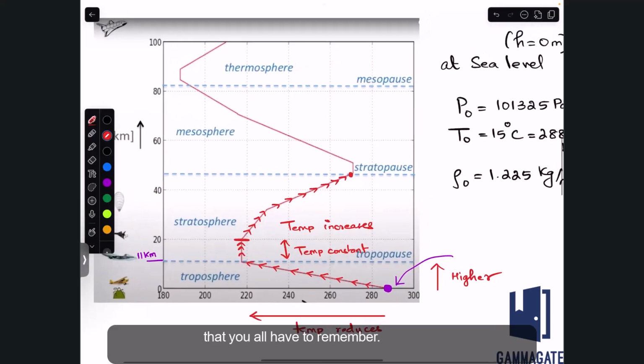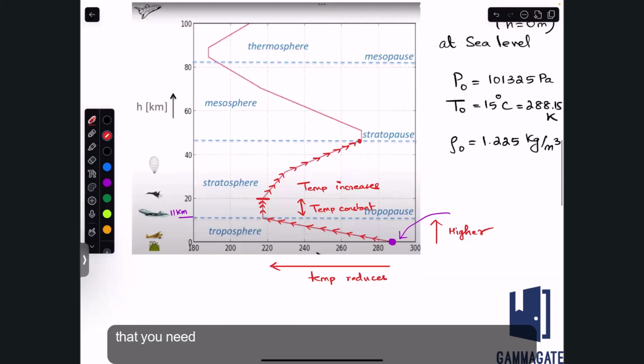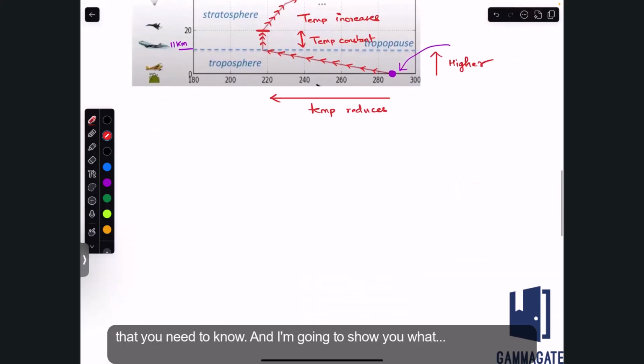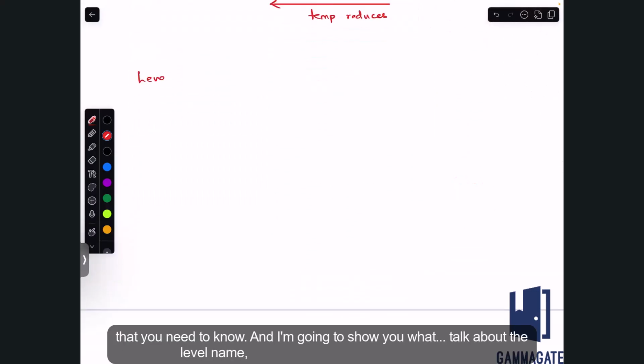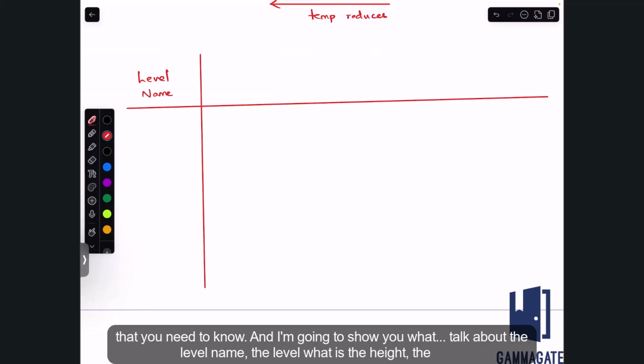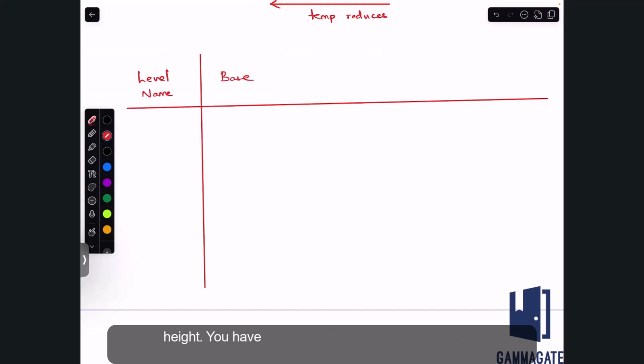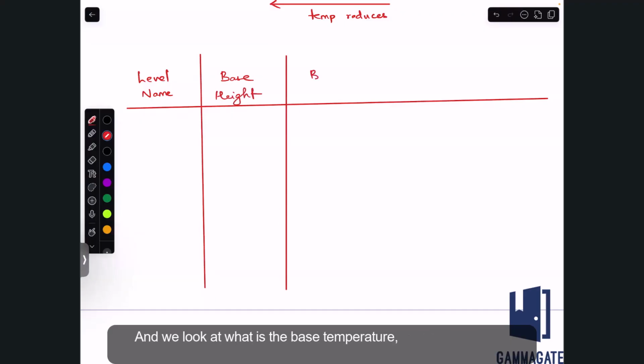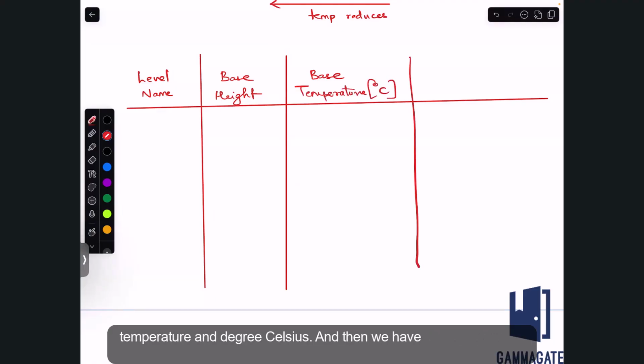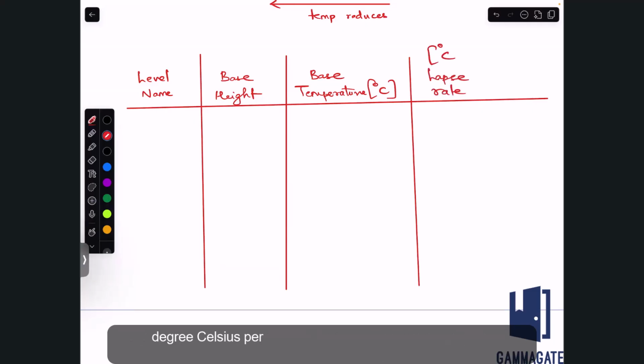Now this is something that you all have to remember. There is something that you need to know, and I'm going to show you. We'll talk about the level name and the base height. You have to take this table down, it's very important. We'll look at the base temperature, in degrees Celsius, and then the lapse rate, which is degrees Celsius per kilometer. Then we will see the base atmospheric pressure.